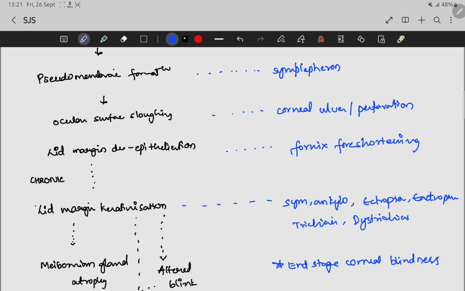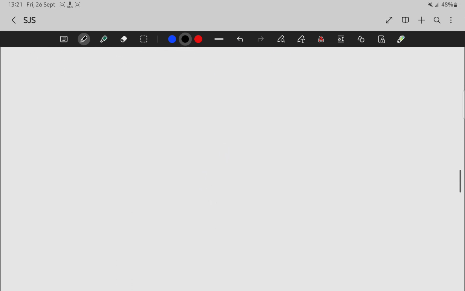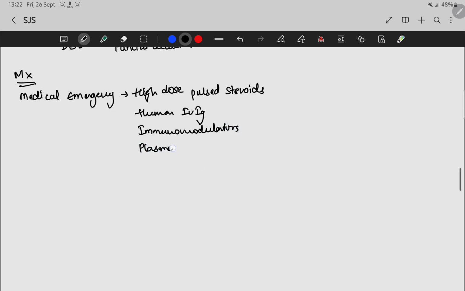Now, the acute stage is actually a medical emergency, which is managed with high dose pulse steroids, human IVIG, that is immunoglobulins, immunomodulation, and plasmapheresis.